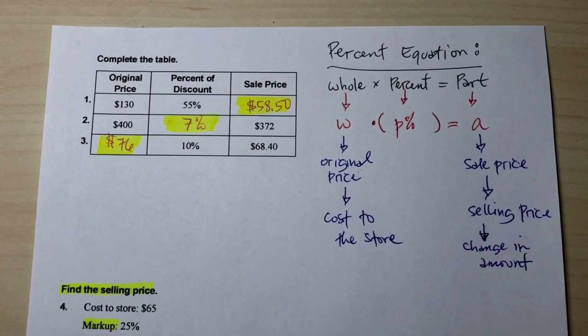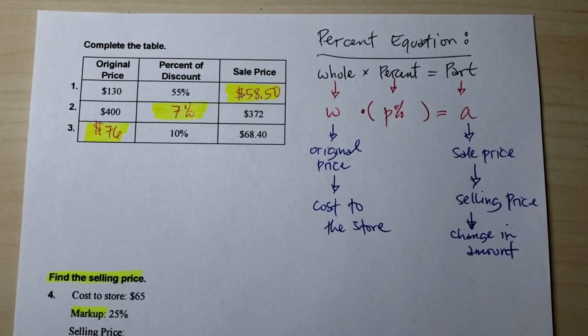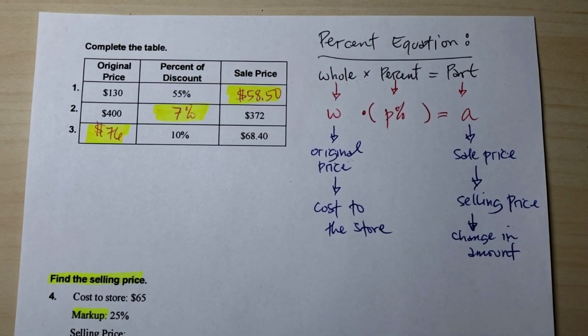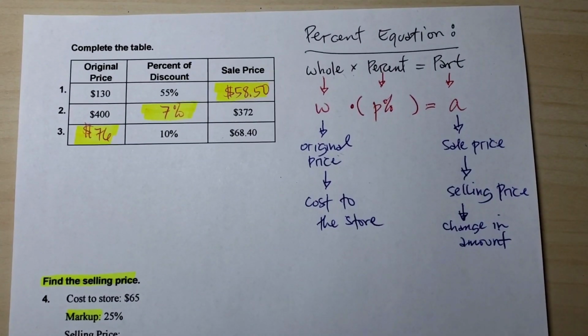So this is the second part of the video. This is regarding markups. Please watch the video on discounts. This is a continuation of the topic. So markups. The difference between markup and discounts, again, is that markup is an increase of the price, so you can earn profit.